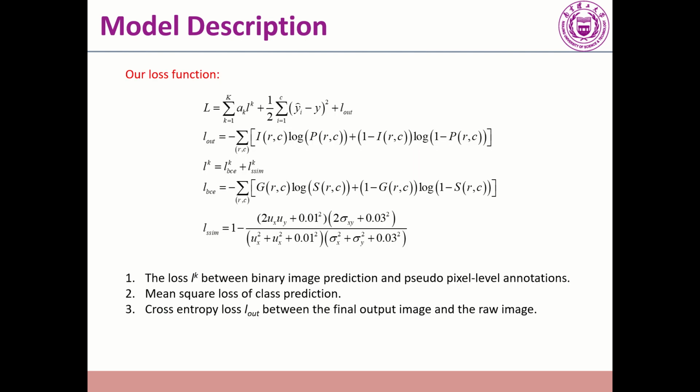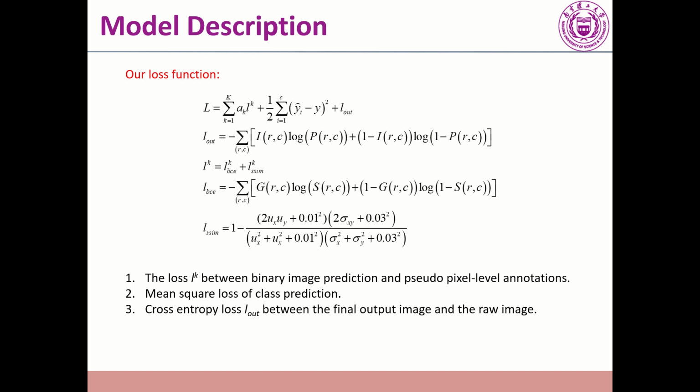Okay, let's talk about our loss function. Our loss function is composed of three parts. The first one is loss LK between binary image prediction and pseudo pixel level annotations. The second one is mean square loss of class prediction. The third one is cross entropy loss between the final output image and the raw image.